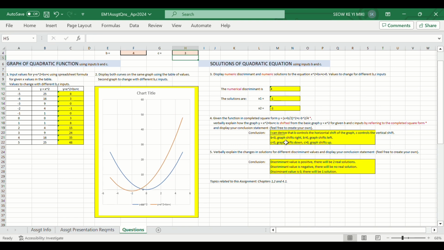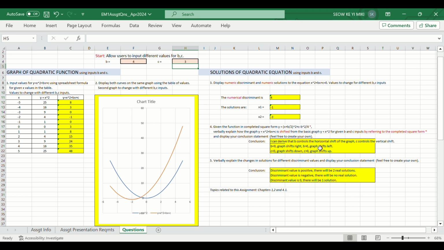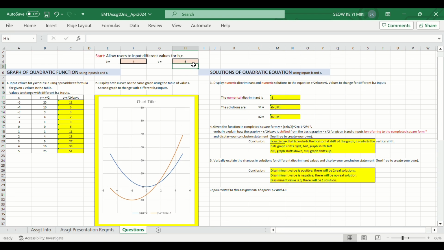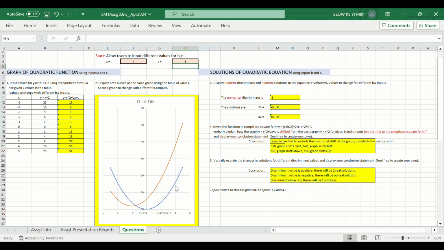For question 4, I can derive that B will control the horizontal shift of the graph, meaning whether the graph will shift left and right, and C will control the vertical shift, whether it shifts up and or down. So if B is less than 0, so for instance -4, the graph shifted to the right. If B is more than 0, positive, it will shift to the left. Similarly, C, if it's a negative, it will shift down. If C is a positive, it will shift up from the basic graph.